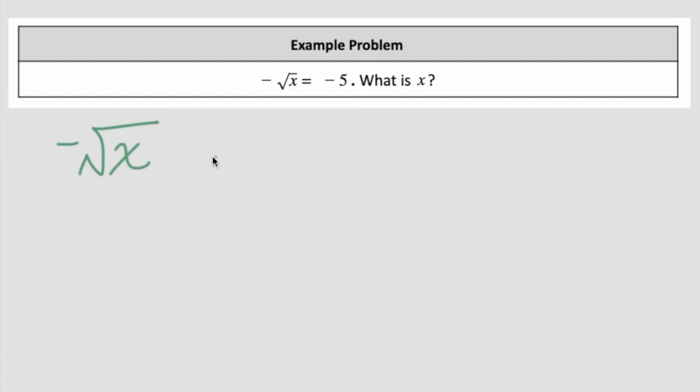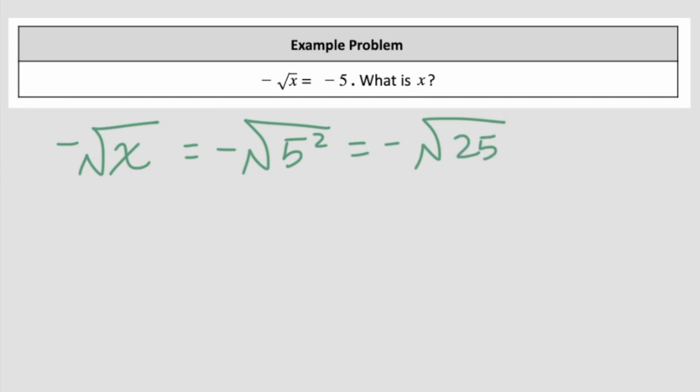So, bringing the negative sign back in, if we have negative root x, that's equal to negative root 5 to the power of 2, because once again, the square root has to cancel out the square, and we have 5 as a result. And we know simply that negative root 5 to the power of 2 is equal to negative root 25. 5 to the power of 2 is 5 times 5, and that's equal to 25. Well, we have the x and we have the 25. So we know that x should equal 25.